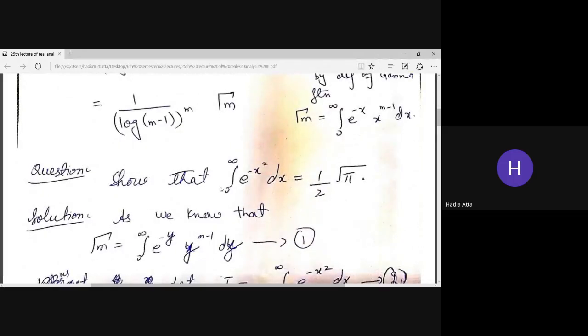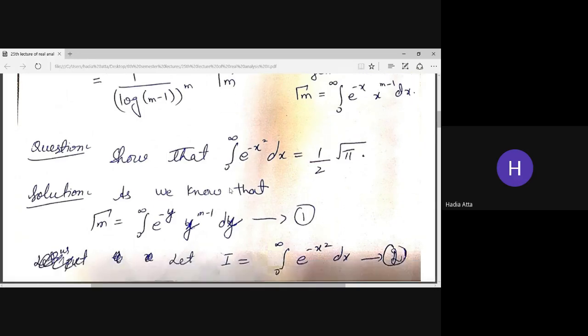Next question is: show that the integral from 0 to infinity of e raised to the power minus x squared, dx, is equal to one half under root pi. So how to solve that question? Again, this question is solved by the gamma function. As a hint, the limit of integration is 0 to infinity, and the function is in the form of an exponential.